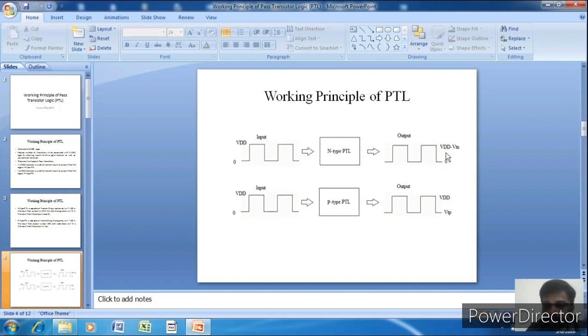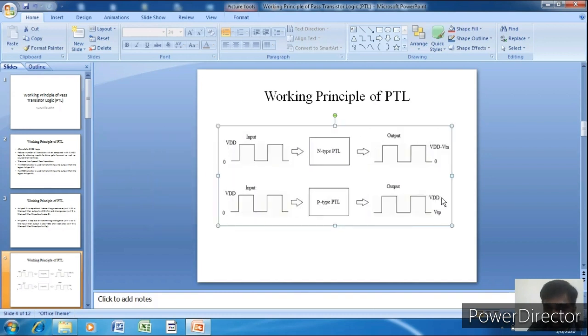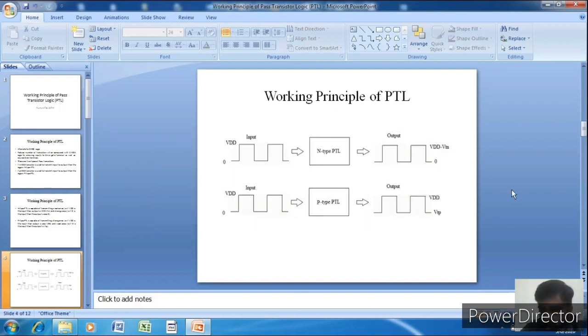0 to 4.3 volt. Here the second is the p-type pass transistor logic. Here we are trying to transmit from 0 to VDD, but our output changes from the modulus of VTP to VDD. If we take VTP as minus 0.7, and take its modulus, then it is 0.7. So the output becomes 0.7 to VDD. So it is a weak 1, not 0. It is weak 1 to VDD.